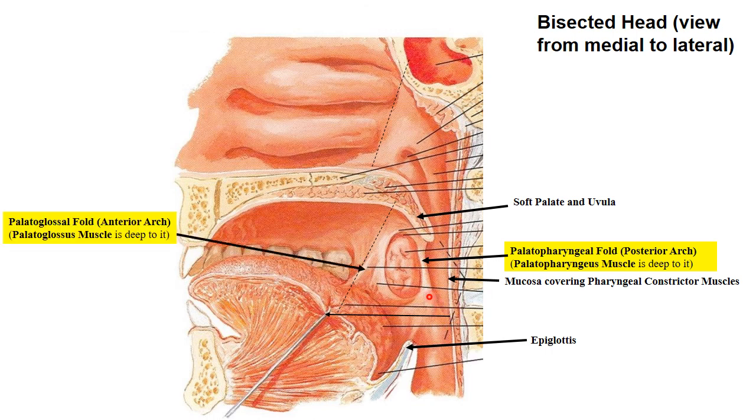Okay, and then over here we have another fold, only this fold is coming down from the soft palate and going to the tongue. Okay, and so naturally it's called the palatal glossal fold. Palate to tongue. Glossal is tongue. Palatal glossal fold. And again, that fold exists for a reason. There's actually muscle deep to that fold. And the name of that muscle is the palatal glossus muscle right there.